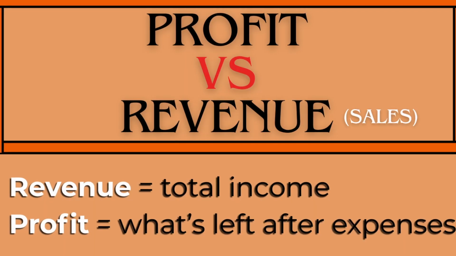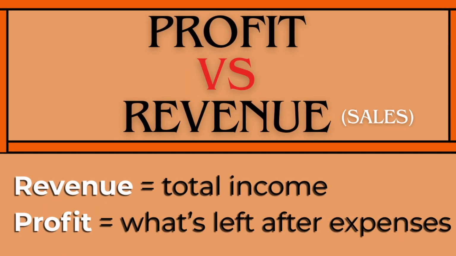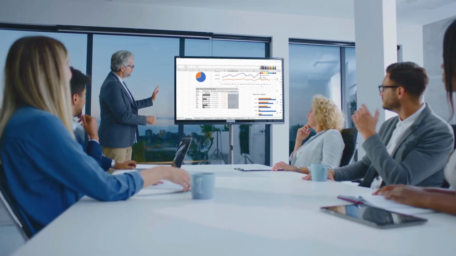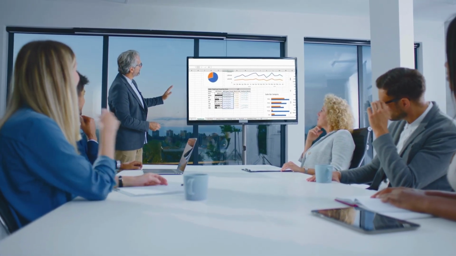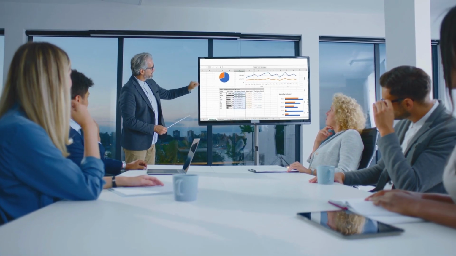Revenue or sales versus profit. Revenue is the total income that the company takes in, where profit is what's left after all of their expenses. If a business makes $10,000 in sales and has $6,000 in expenses, like paying their workers, paying for their buildings, cost of goods, anything like that, then their profit after the fact is $4,000.